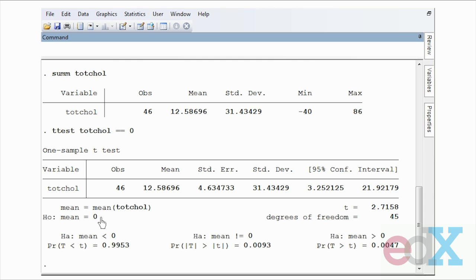Okay, now let's look at the hypothesis testing approach. The null hypothesis is that the mean is 0, and there are 45 degrees of freedom. If the alternative is that the mean is not 0, so the two-sided alternative, there it is, it has a p-value attached to it of 0.0093. So we would reject the null hypothesis here.